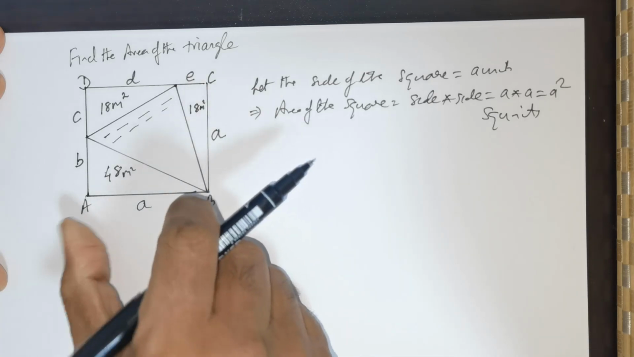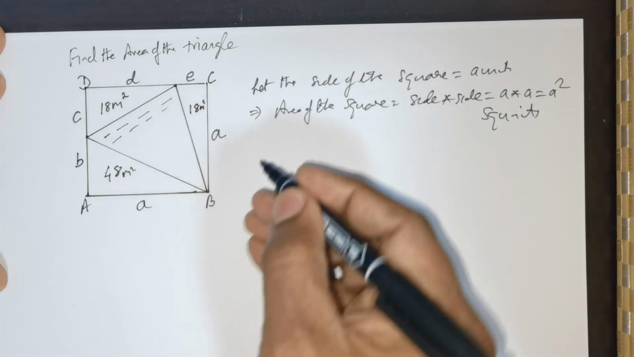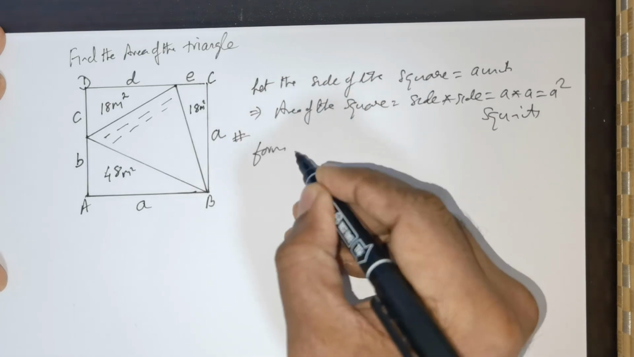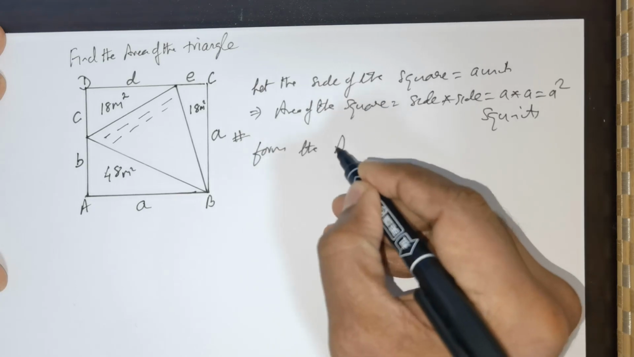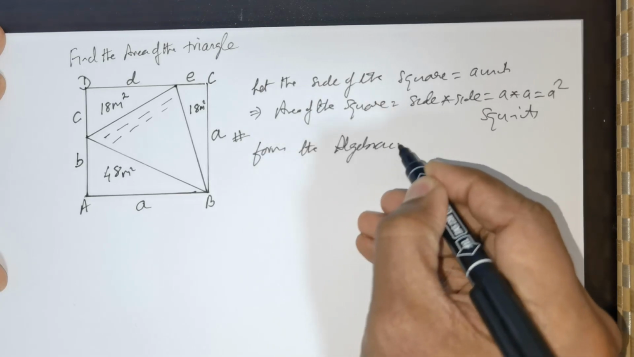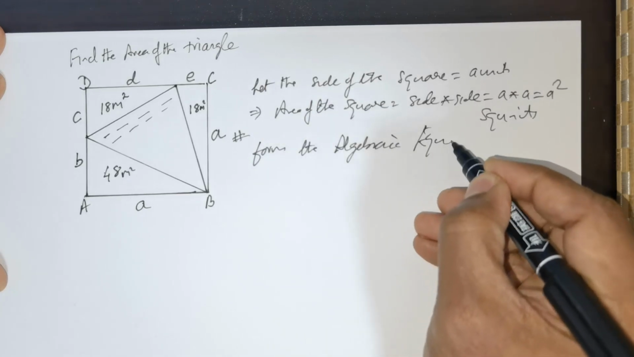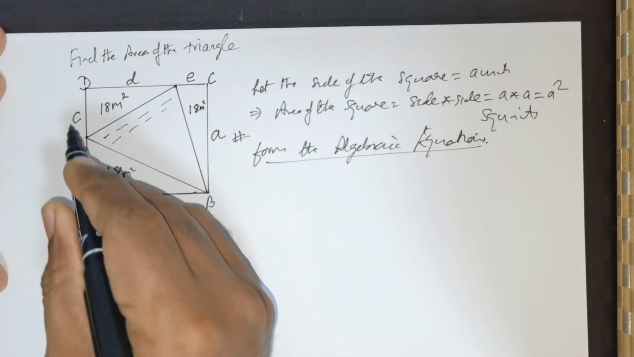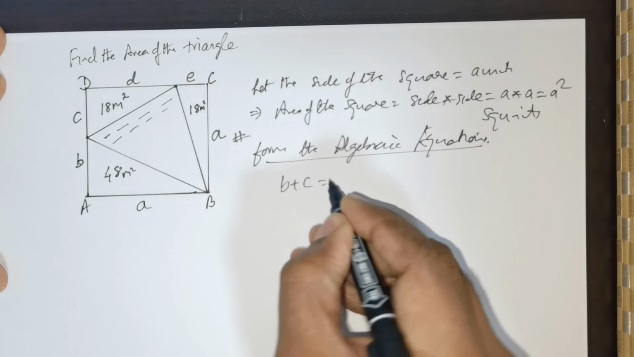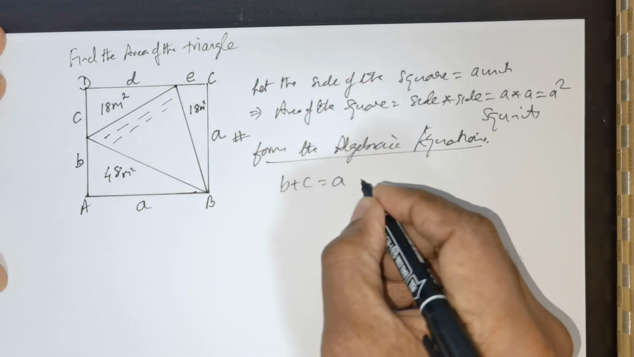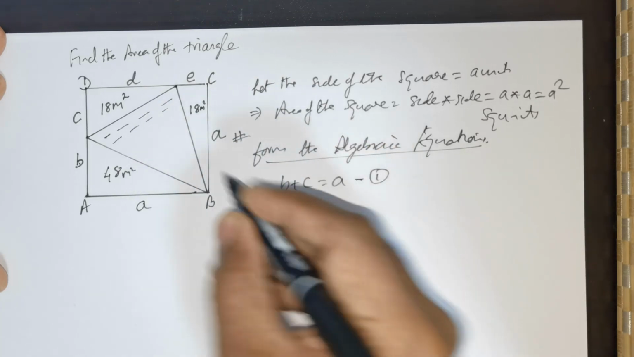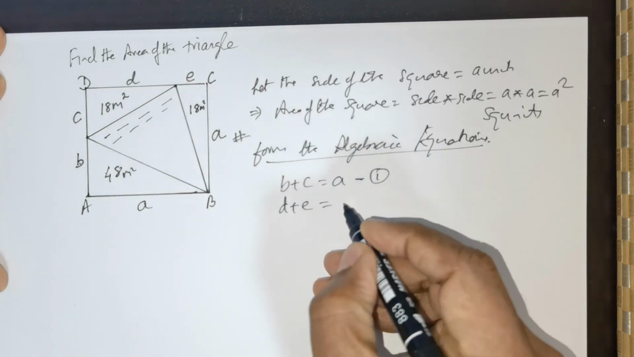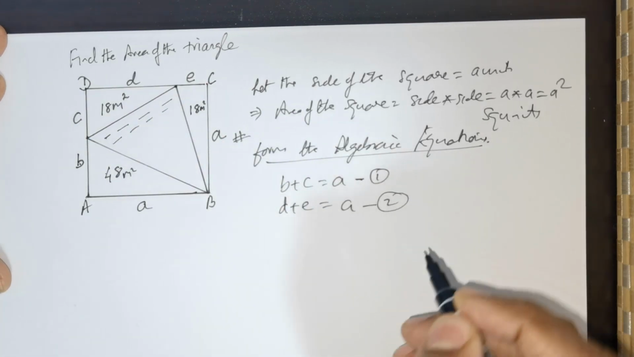So having named the sides, let me form the algebraic equations. Next important step, form the algebraic equations. B plus C is equal to A. This is equation 1. And D plus E is equal to A, equation 2.